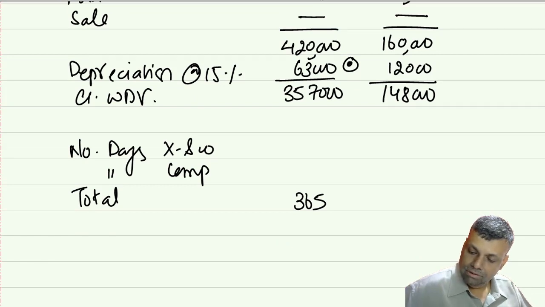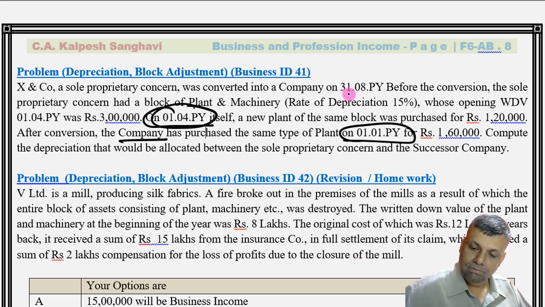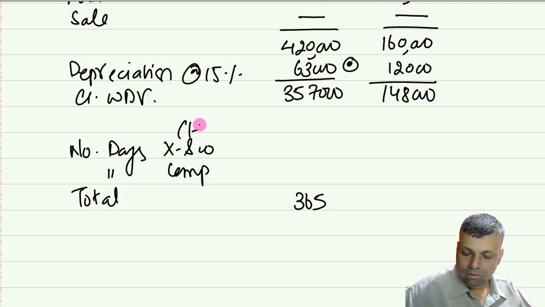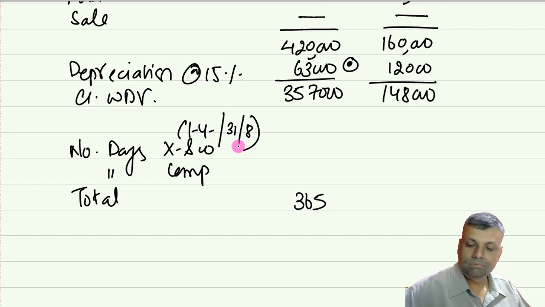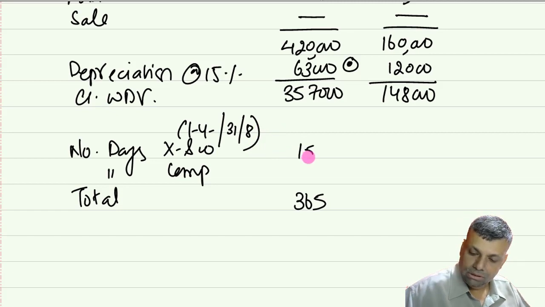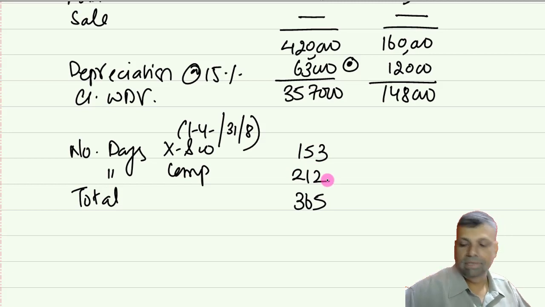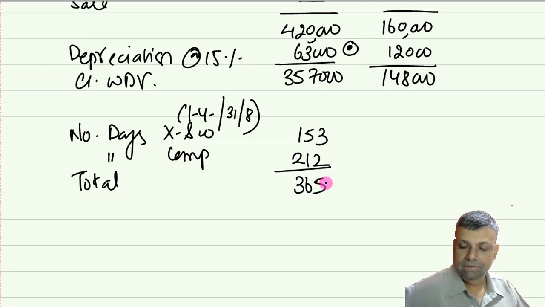So you have to break up 365 number of days. See the cutoff date which is already given to us in the question. Cutoff date is, it was converted to company on 31st of August. So it will be 1st April to 31st August. Just calculate the number of days in your calendar. So many times, friends, I already taught you. So this is 153 number of days. And this will be the balance number of days, so 212 number of days. This is your total number of days.